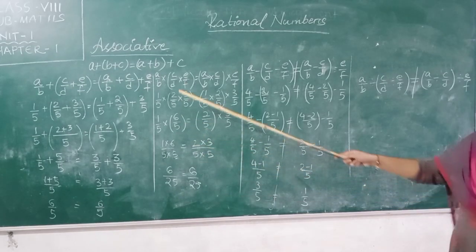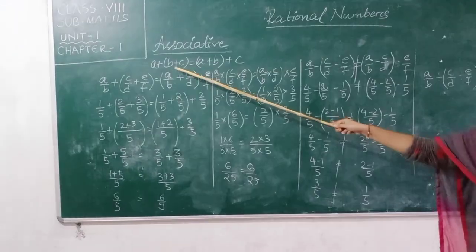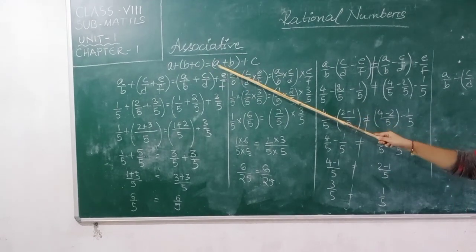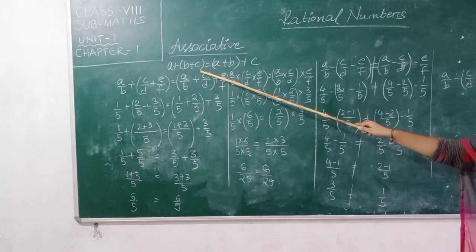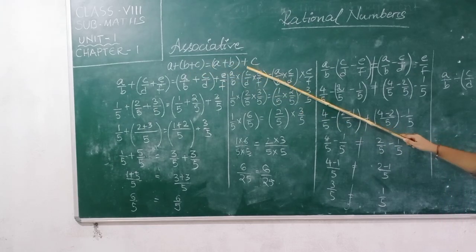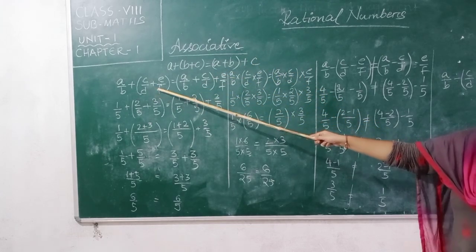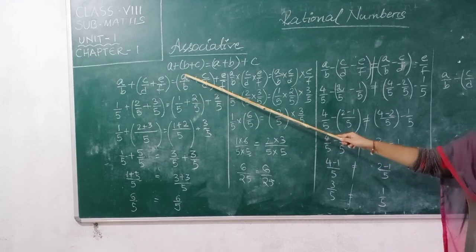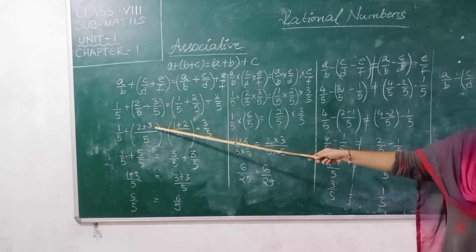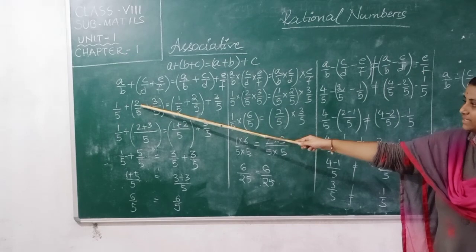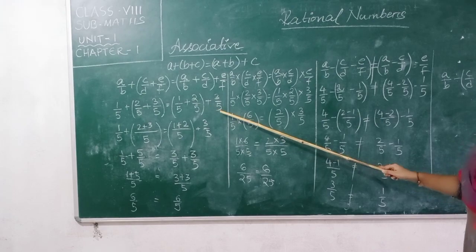So our third property is associative property. In whole numbers we have learned that a plus b plus c, leaving the first number and adding the second two numbers, is equal to leaving the third number and adding the first two numbers. So a + (b + c) = (a + b) + c. Likewise in rational numbers, if we observe, a/b + (c/d + e/f) = (a/b + c/d) + e/f. If we go to an example, here in place of a/b I took 1/5 + (2/5 + 3/5) = (1/5 + 2/5) + 3/5.